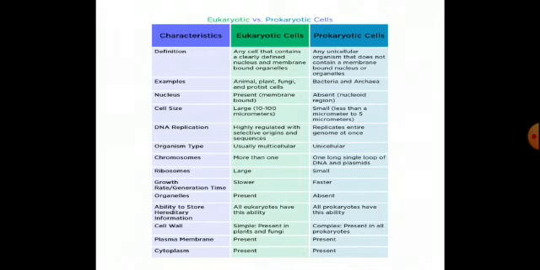Ability to store hereditary information: all the eukaryotes have this ability, and the prokaryotes also have this hereditary information. In the case of the cell wall, in eukaryotes it is simple, present in plants and fungi. In the case of prokaryotes, a complex cell wall is present. Plasma membrane is present in both the eukaryotes and the prokaryotes, and cytoplasm is also present in both the eukaryotes and the prokaryotes.